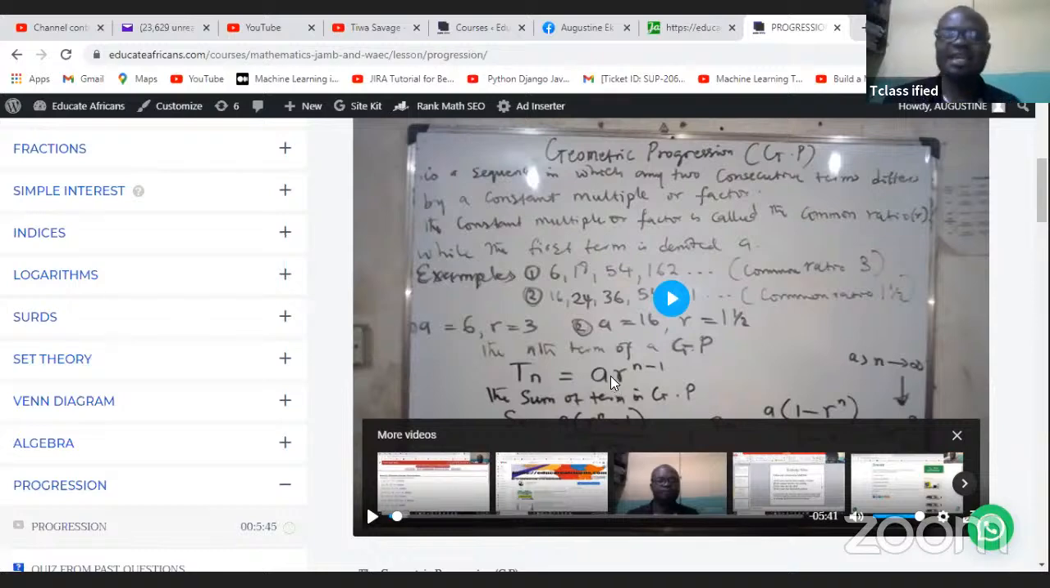The formula for calculating the nth term of a GP is the first term times the common ratio to the power of the nth term that you're looking for minus 1. So this is the formula for calculating the nth term. Let's say you want to calculate the ninth term of this very series. That's the term that will come ninth. This is the first term, second term, third term, fourth term. The ninth. How do you calculate it?